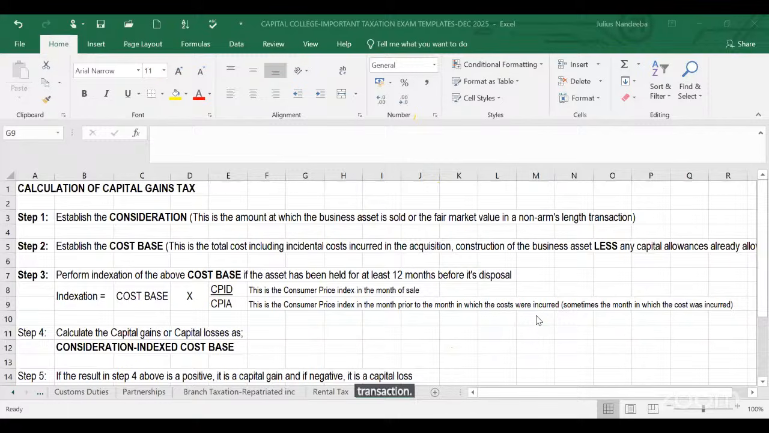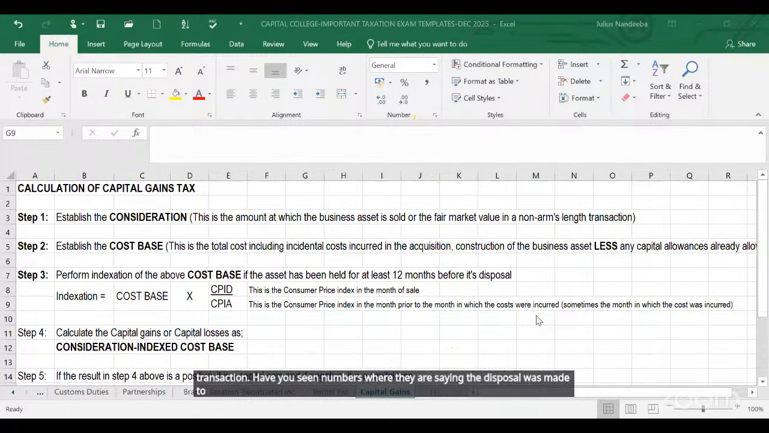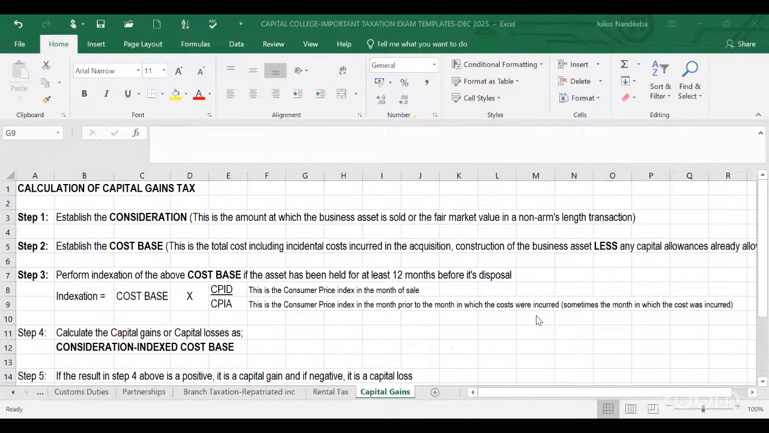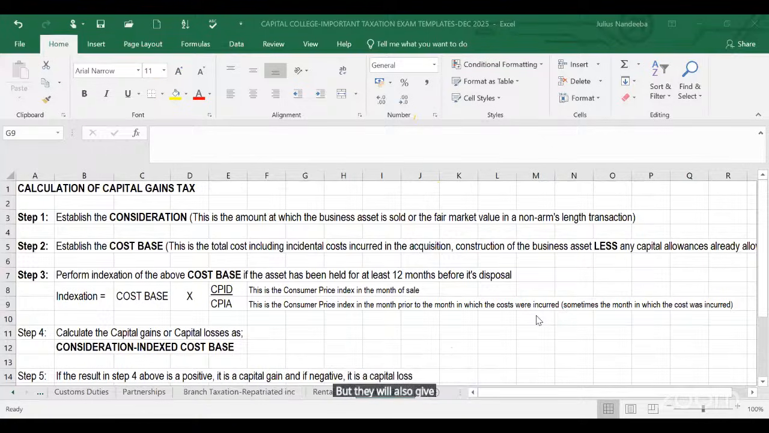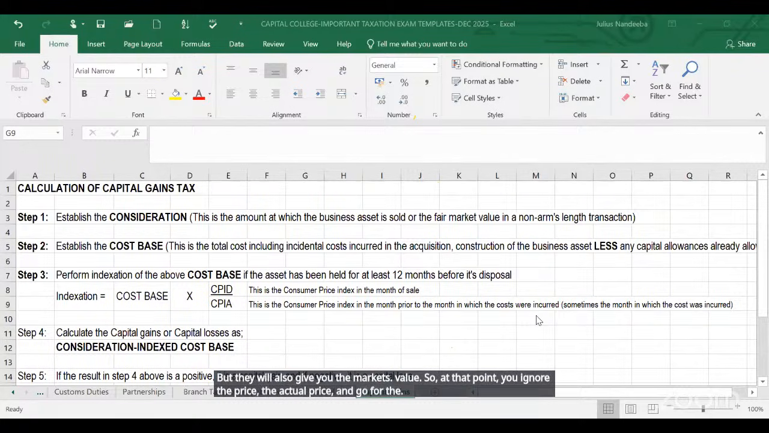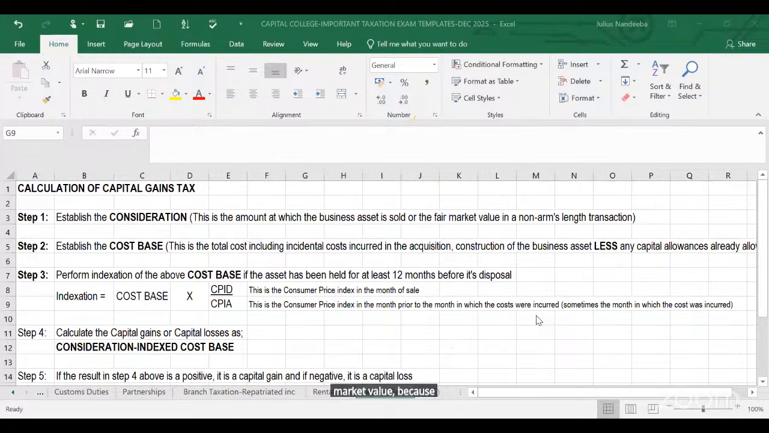Have you seen numbers where they are saying the disposal was made to a brother, the disposal was made to a father, the disposal was made to a girlfriend? Or they are trying to tell you that that was a transaction not at arm's length. And therefore, they will give you the cost, they will give you the price that was paid, the sale proceeds, but they will also give you the market value. So at that point, you ignore the price, the actual price, and go for the market value, because that transaction is already influenced. It was not at arm's length.